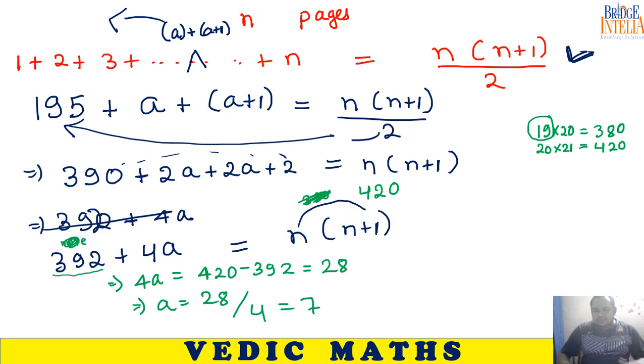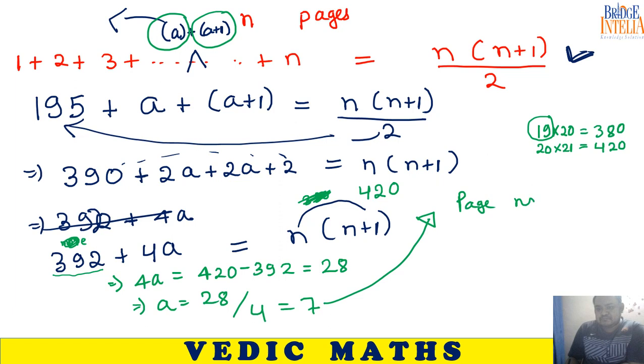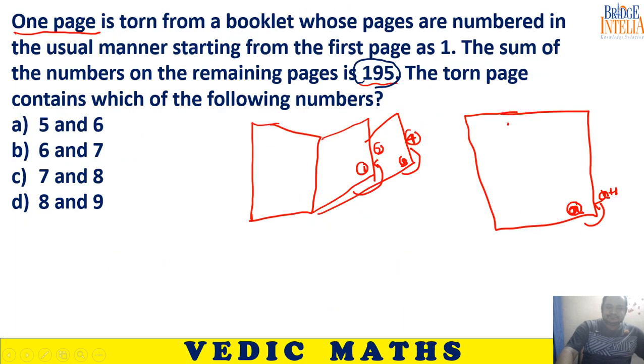So yes, there is no problem. As per my solution, a is coming out to be 7. So what I have assumed is that I forgot to add 2 pages, a and a plus 1. So from here I can say that I forgot to add page number 7. a is equal to 7, and a plus 1 is page number 8. So this is the answer: page numbers 7 and 8.